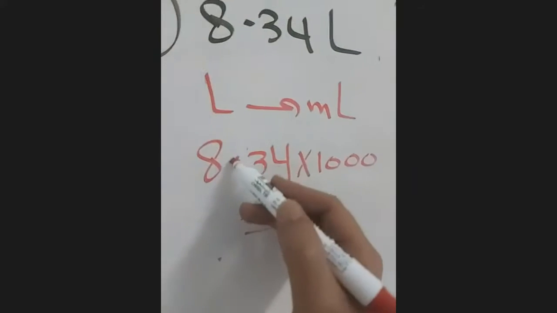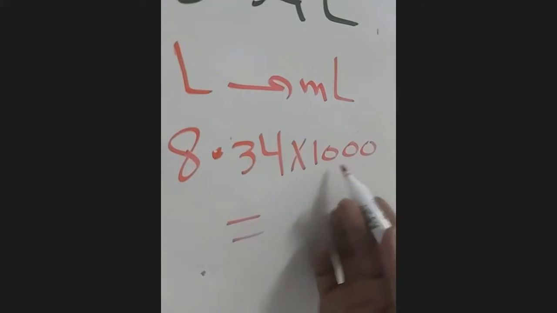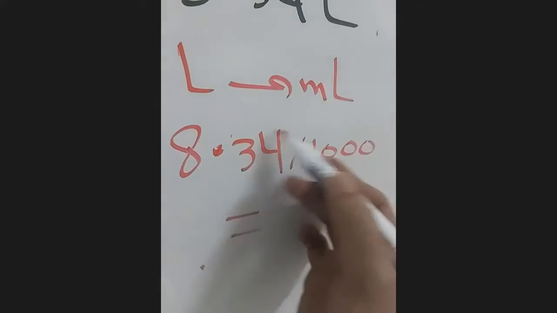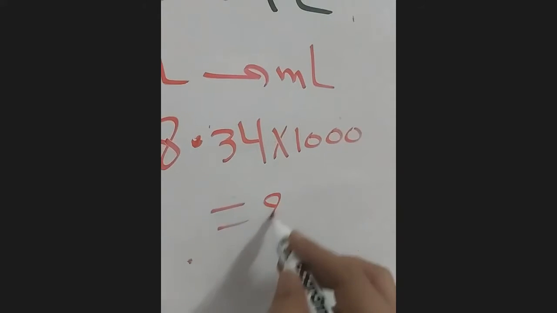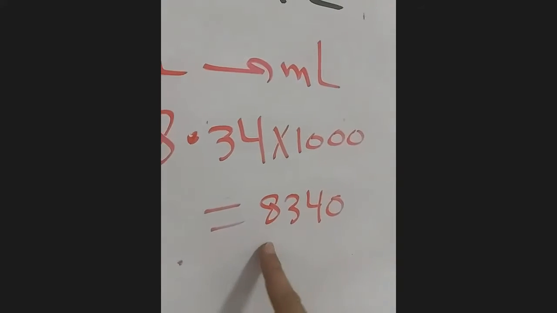Look here, we push the decimal 3 digits to the right, okay? Because we have 3 zeros. We add 0 here because we have 2 digits only. To be 3 digits, we add 0. So what will the answer be? 8,340, exactly.